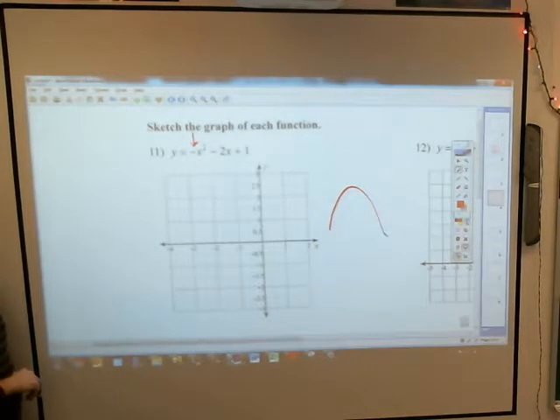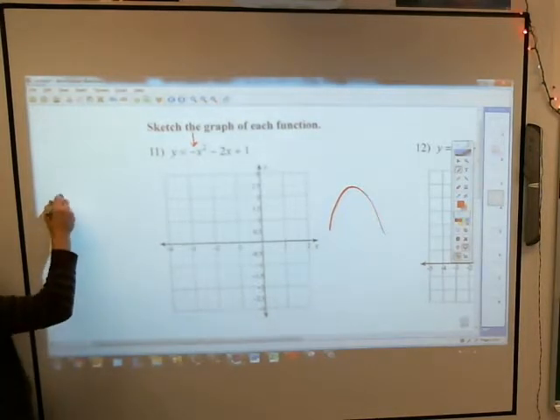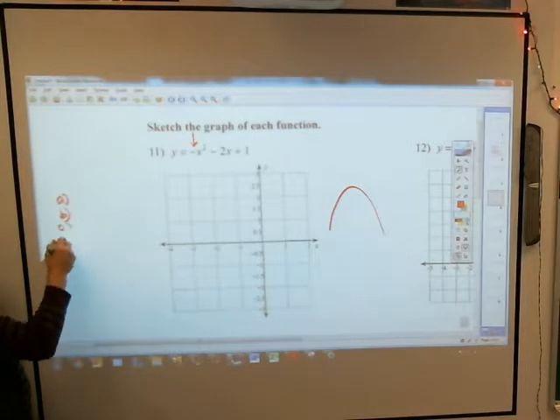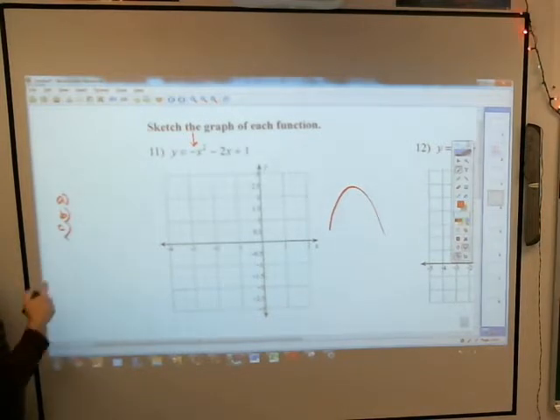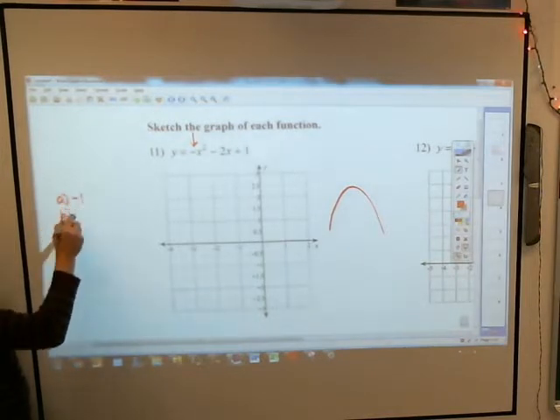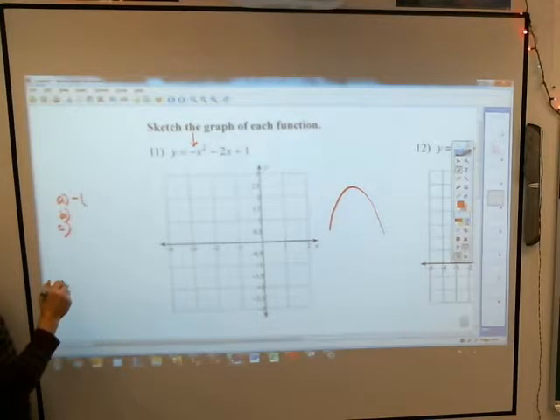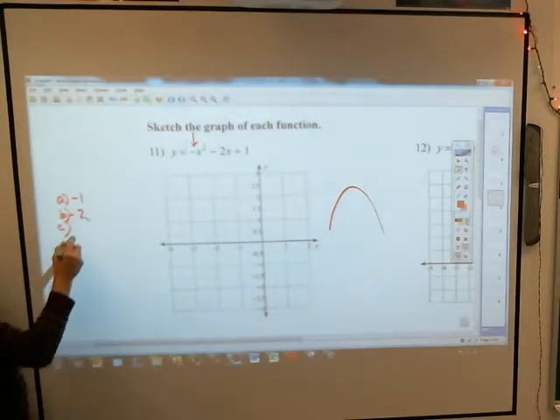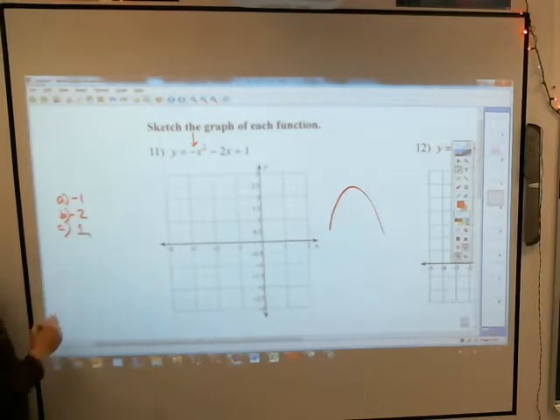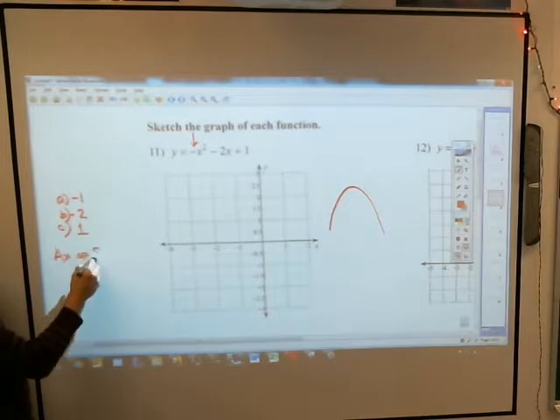Next thing I do is, Brooklyn, that's a good question, you do the formula with the A, B, and C. What is the A, what is the B, what is the C there? A is -x². No, it's just -1. It's the number in front of the x². Yeah. B is -2 and C is +1.